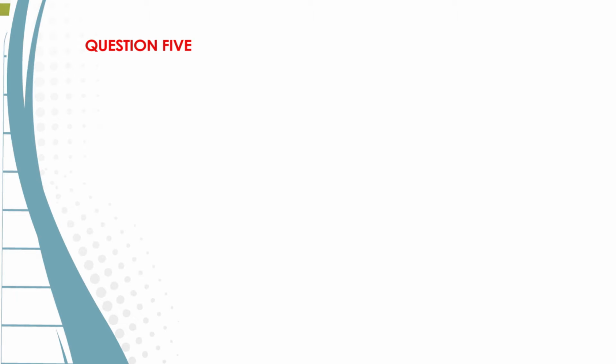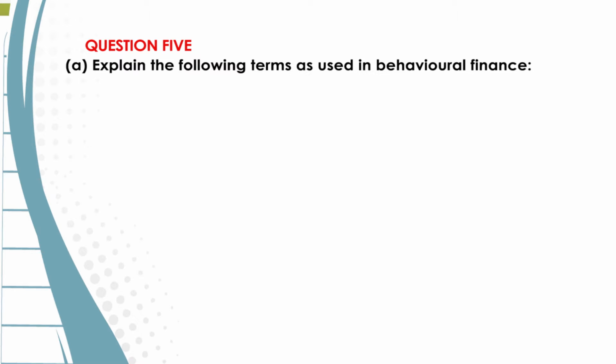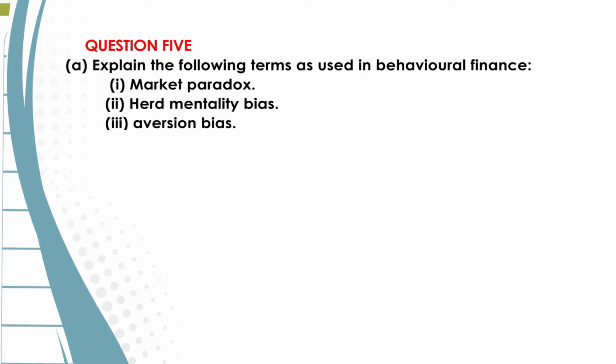This is December 2023. Question 5a reads, explain the following terms as used in behavioral finance. Roman 1, market paradox, 2 marks. Roman 2, herd mentality bias, 2 marks. Roman 3, loss aversion bias, 2 marks.